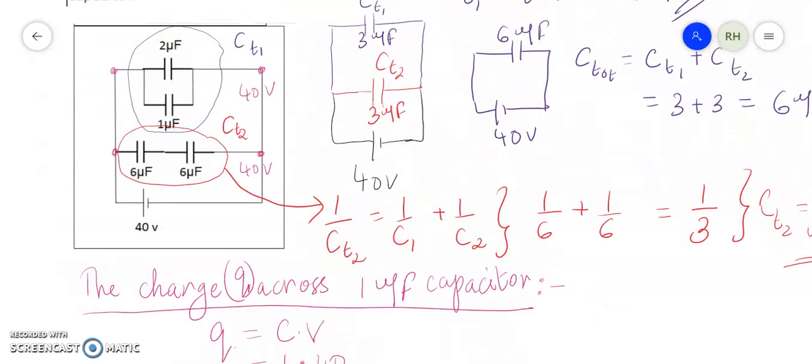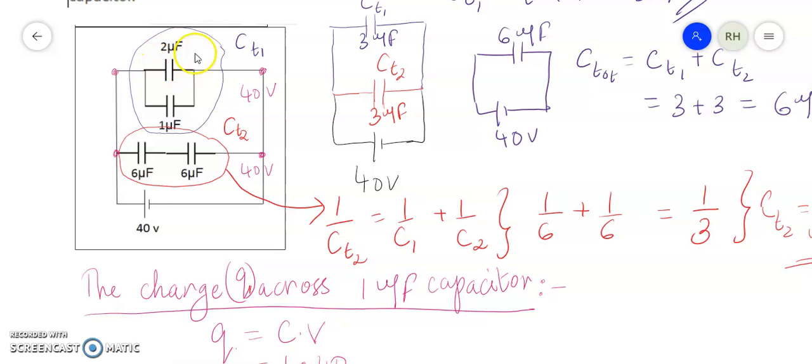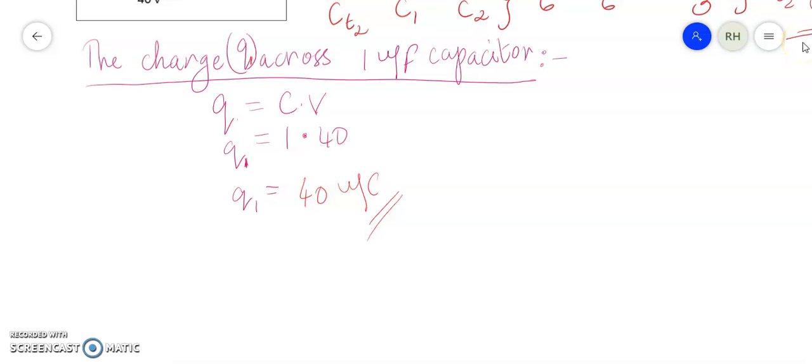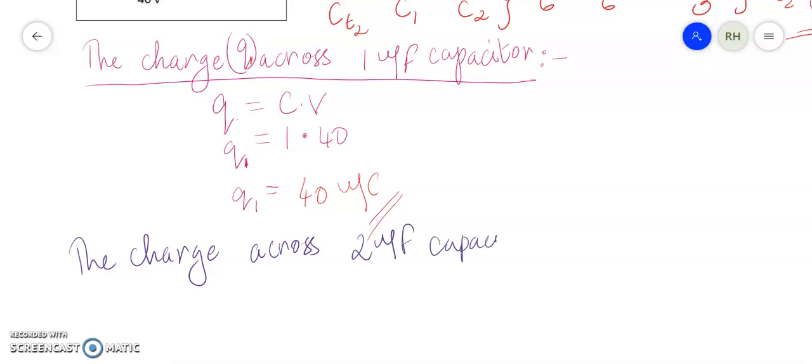Now let's look for the charge across 2 microfarads. So again the same thing, we just write here the charge across 2 microfarad capacitor, and that's going to be, I'm going to name it as Q2. So I'm just putting the value of the capacitor and naming that charge. I'm sorry.